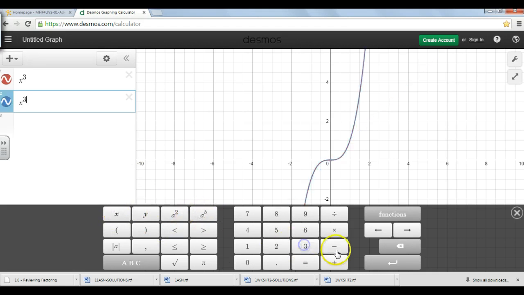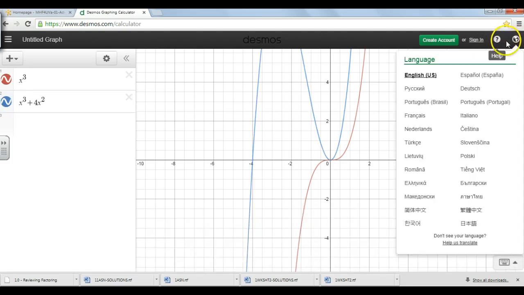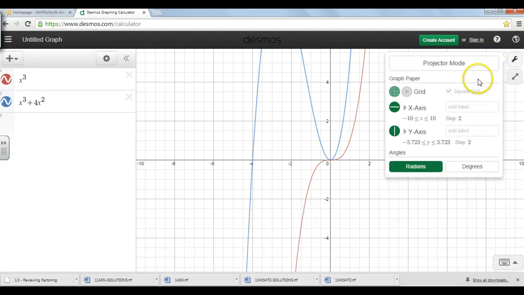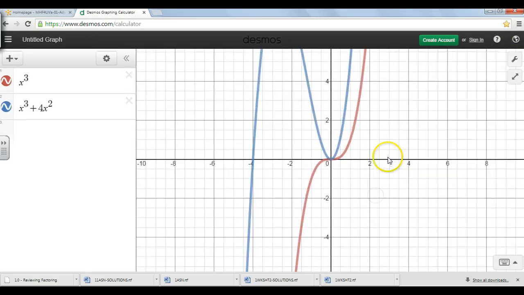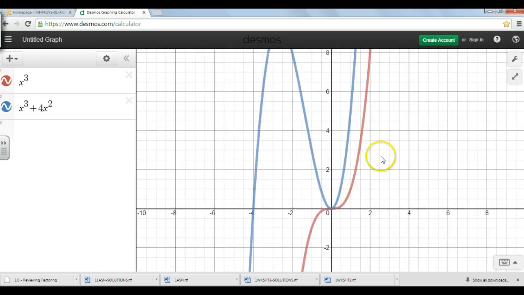The second one was x cubed plus 4x squared, and the x squared is kind of an automatic one, and you can see that the second graph is being drawn while I type. I don't know how well you can see that actually. If I go to settings up here, I can switch to projector mode, and it's a little bit brighter, but we'll use this extensively and get better with it as we go.